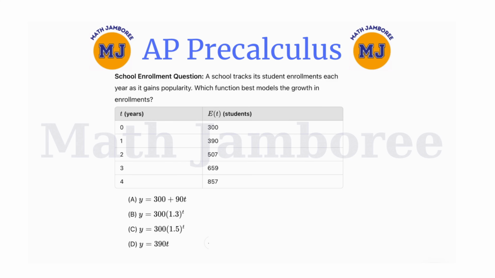In this video, we have another AP Precalculus type of question from the topic of exponential function context and data modeling. Let's solve it together. A school tracks its student enrollments each year as it gains popularity. Which function best models the growth in enrollments? T is in years, and E of T is the students. The years are from 0 through 4, and the functions are given.